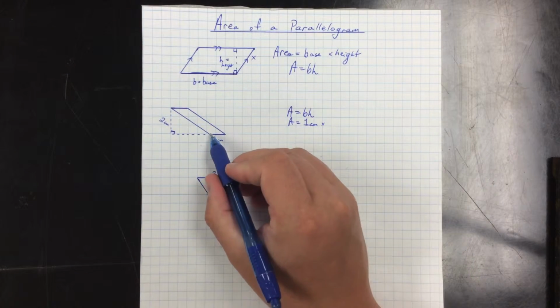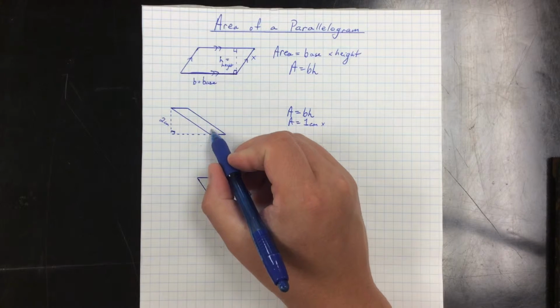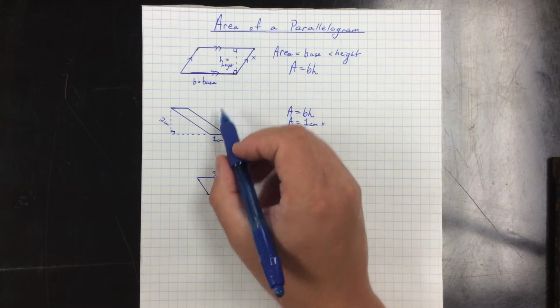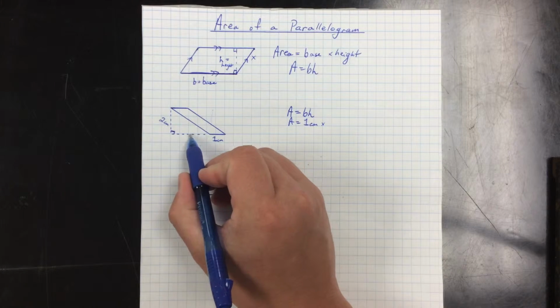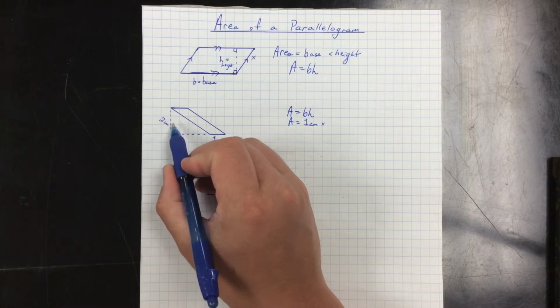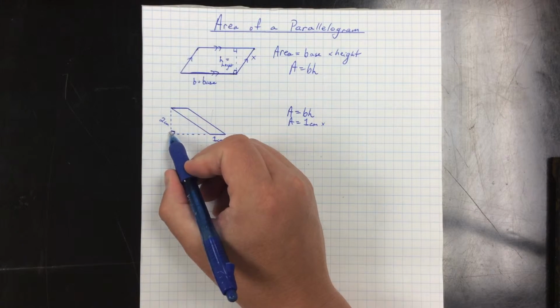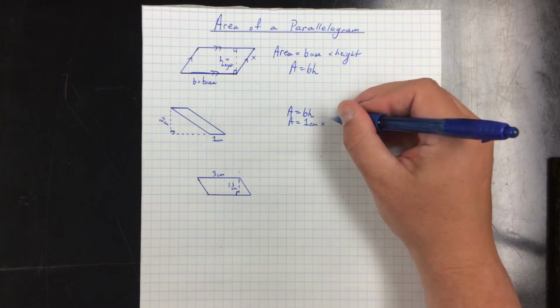And my height, I really can't measure it off this corner. If I come up here, it's not going to work very well. I'm only going to get a short distance, and that wouldn't be accurate. So I'm going to extend my base all the way out until I come to one of the upper vertices. Then I'm going to take that down at a 90 degree and measure that distance. And I got 2 centimeters.